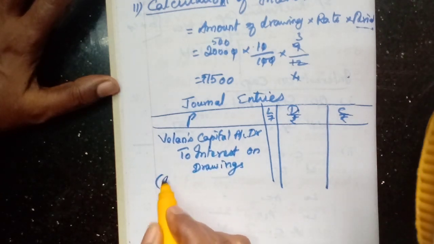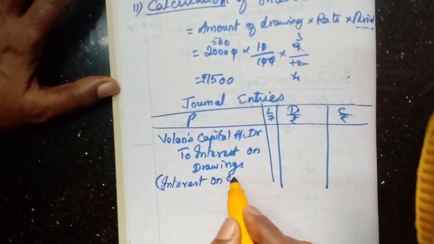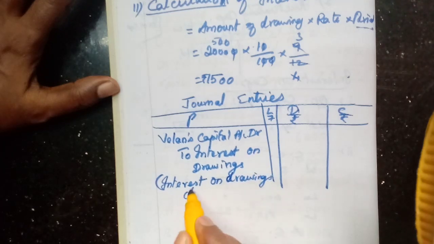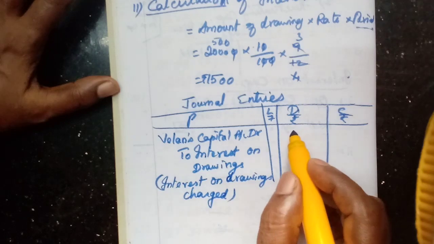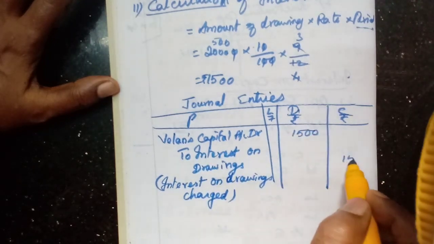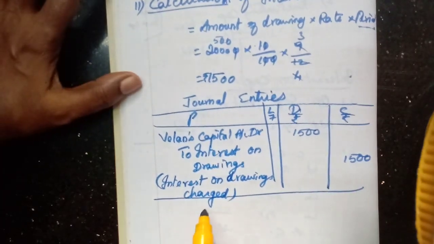Interest on drawings charged, amount 1500. Then the transfer entry.